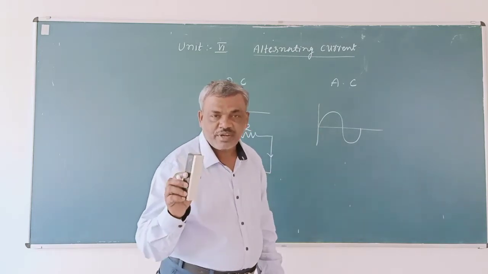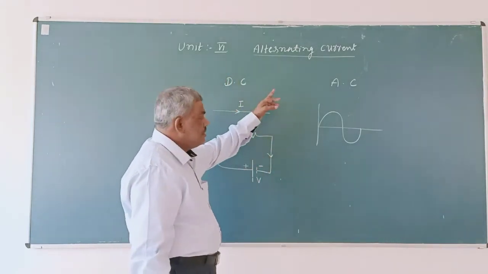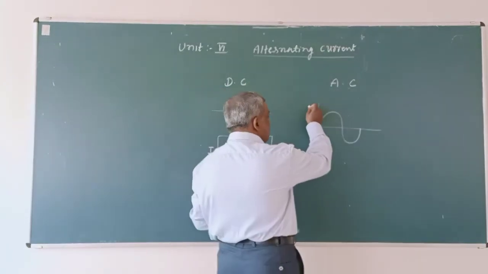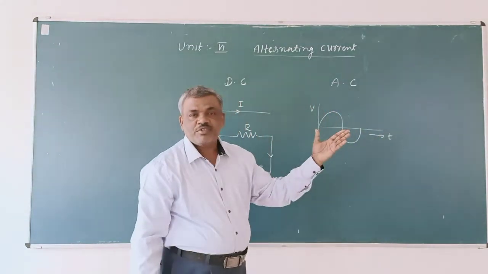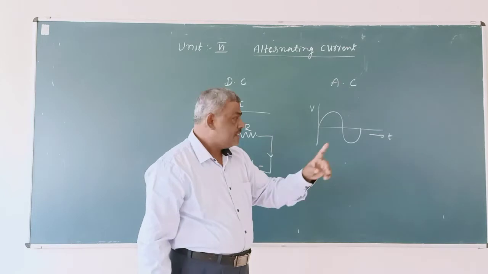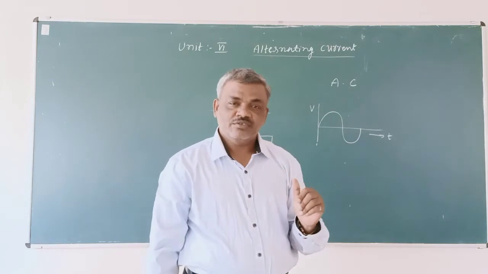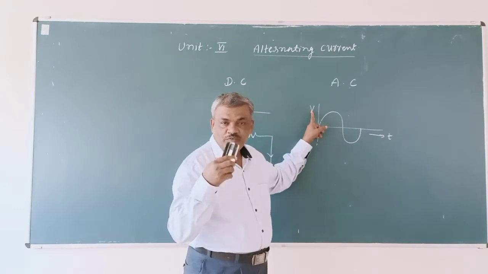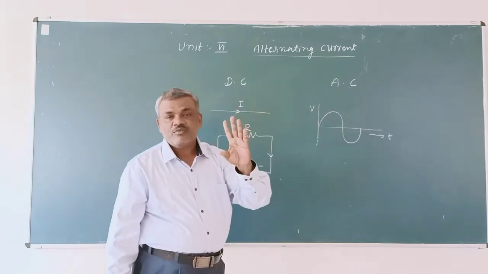So now we have two types of current here. One is DC current, another one is AC. DC is direct current, AC is alternating current. The current or voltage varies periodically with time. The voltage which varies like a sine function with time is called alternating voltage. Students, note this point: a voltage that varies like a sine function with time is called alternating voltage.